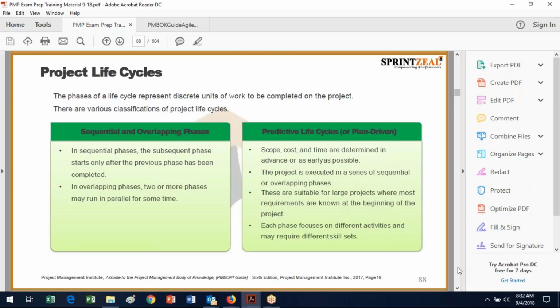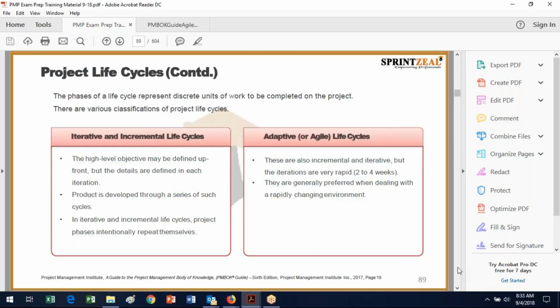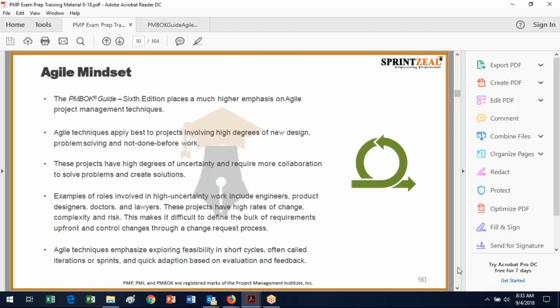Series of phases for large projects, which are well of the project. And obviously each phase focuses on different activities and requires different skill sets. Okay, the Agile Mindset, and this is a newly emphasized area in the PMBOK 6.